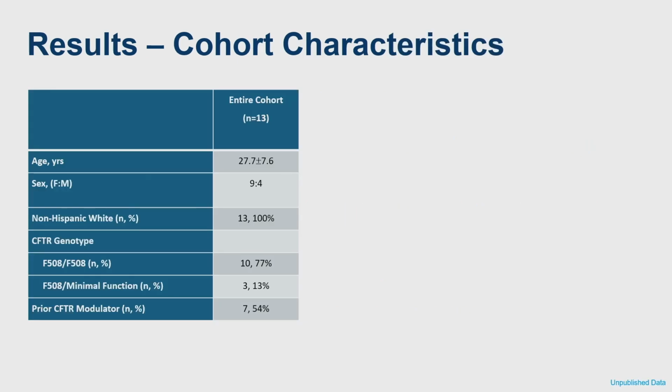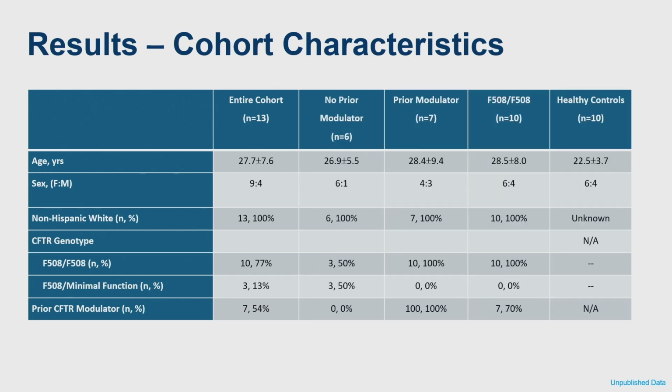Okay, so results, first on our cohort. There were 13 of 15 individuals who completed both pre and post study that had usable data for us. Here's their information. As you can see, most of the individuals are F508del homozygous, and most are on prior CFTR modulators. I will also talk about some other subgroups that we looked at, and here are their characteristics.